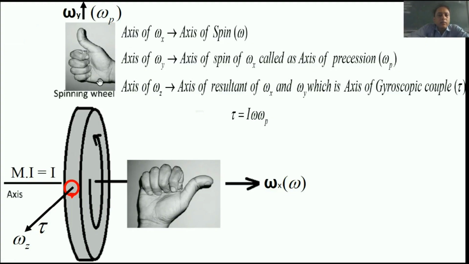Now coming to the mathematical expression associated with it. Suppose that this is the wheel which is spinning about the x-axis. You can see this is the center. This is the disk which is spinning about the x-axis.